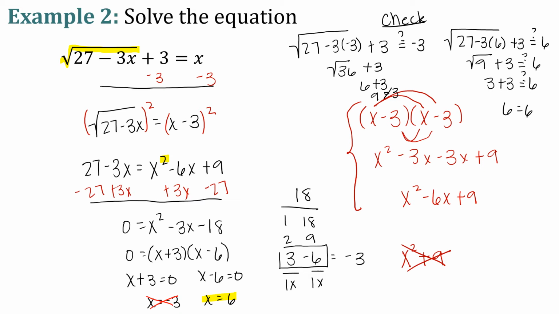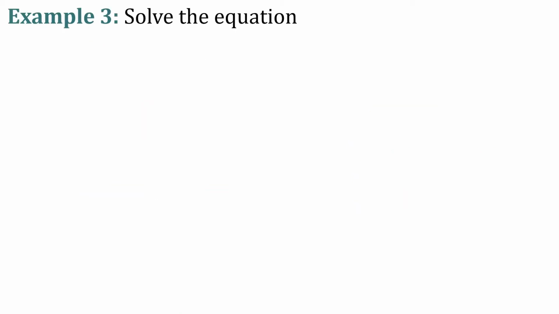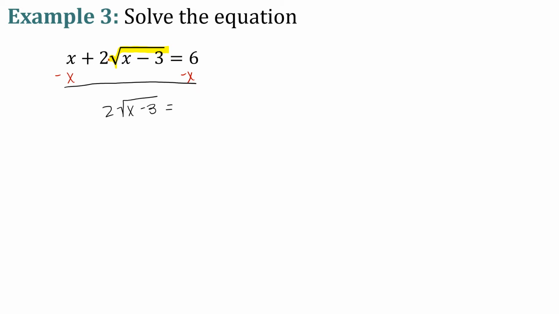Let's do another example. In this example, we have all kinds of stuff outside of the radical. So we still need to isolate our radical. And to do that, this one's a little bit different, our first step is to subtract x, because this 2 is multiplying, so we can't divide by 2 first. So now we have 2 square root of x minus 3 equals 6 minus x. I know that 2 is multiplying my radical, so I need to divide both sides by 2.